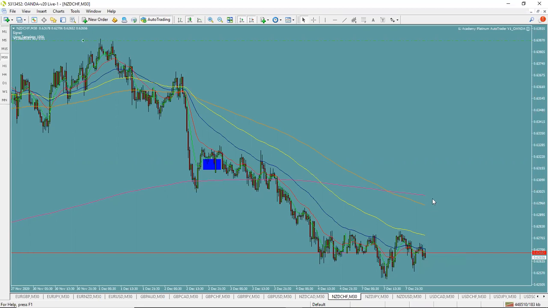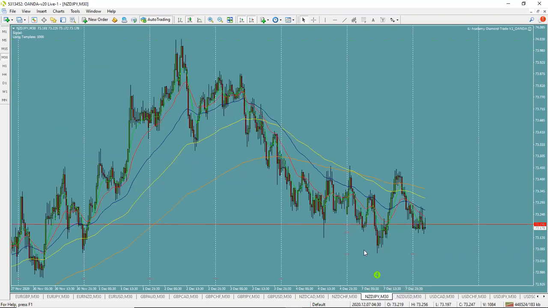And the preferred direction now, since our 200's below, is to the downside. So our expectation is that there's going to be more momentum to the downside than to the upside. And so that's how we would look at that particular trade and be confident about our sell trade here on this 50.